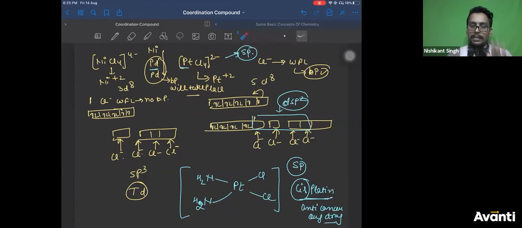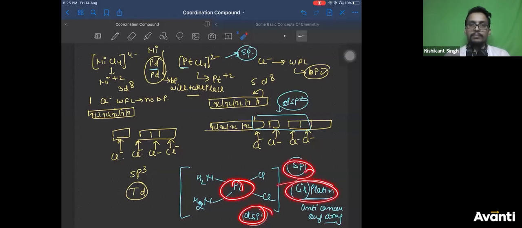I'll explain the biological importance of this, how it acts as an anti-cancerous drug, in detail in some class. I don't want to discuss biology now. So this hybridization is also dsp2. But the moment you put nickel here, it becomes sp3. Sorry, it has a chance of becoming sp3. So platinum gives a square planar complex, cisplatin.